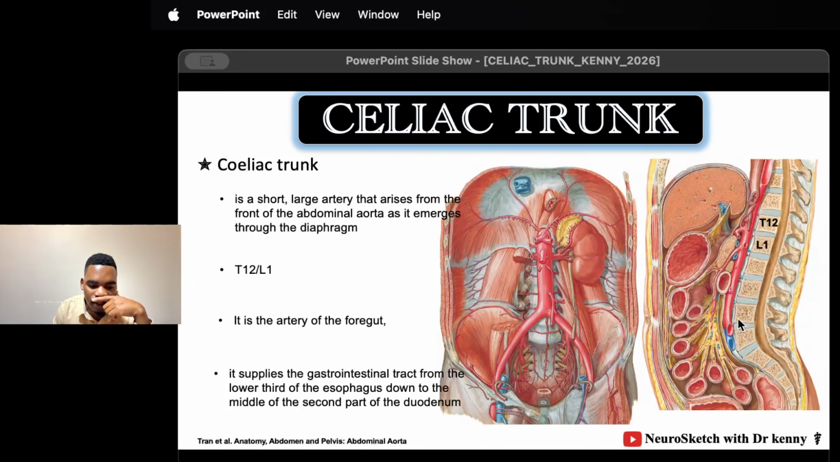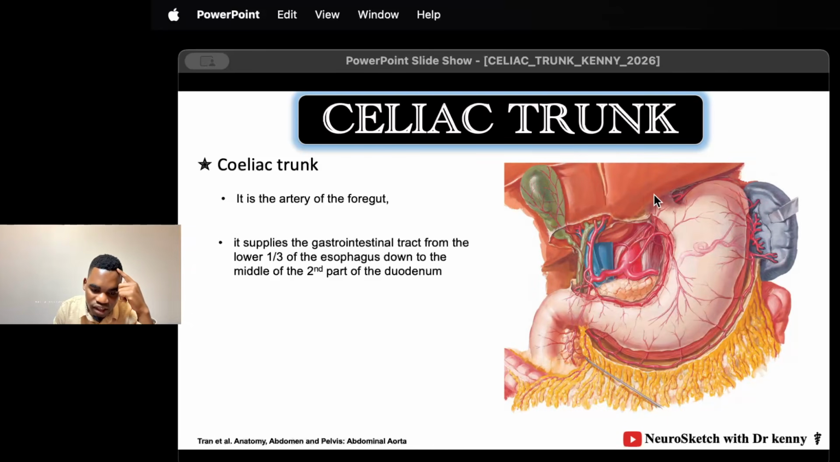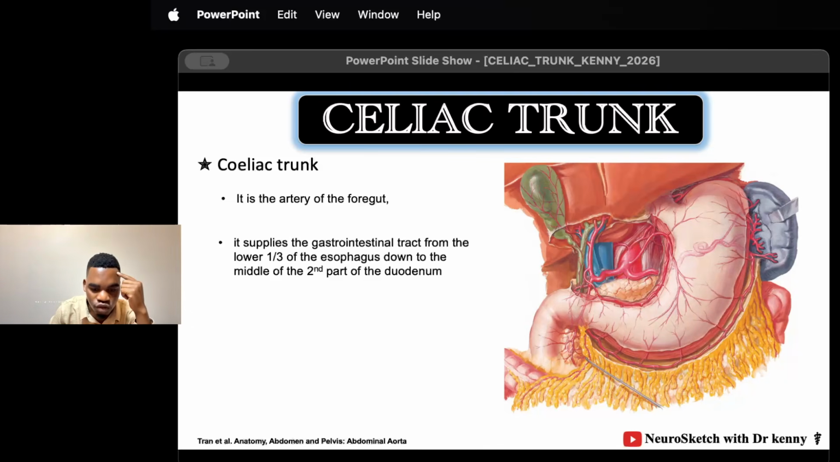So we have mentioned that this artery supplies everything from the lower third of the esophagus to the second part of the duodenum. It supplies the esophagus, the stomach, the pylorus, and the duodenum until the second part. But it also supplies the liver and everything in the supracolic region. Remember, you divide the abdominal viscera into supracolic and infracolic viscera. The supracolic viscera are supplied by the celiac trunk because they are found in the foregut. The spleen is also supplied.